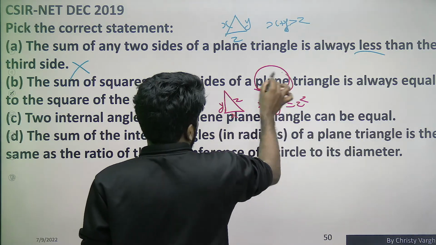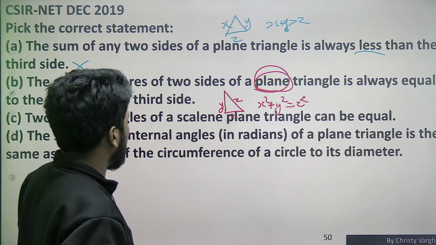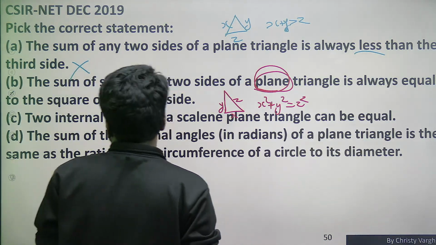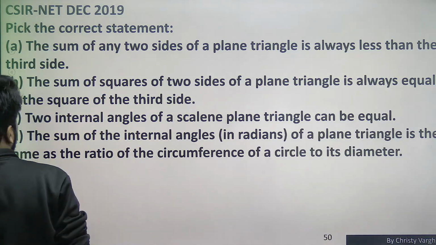But the problem is the words plane triangle. It is not for any plane triangle. It is specifically for a right plane triangle or right triangle. So that is why option B is also incorrect. We need the correct statement, so option B is eliminated.